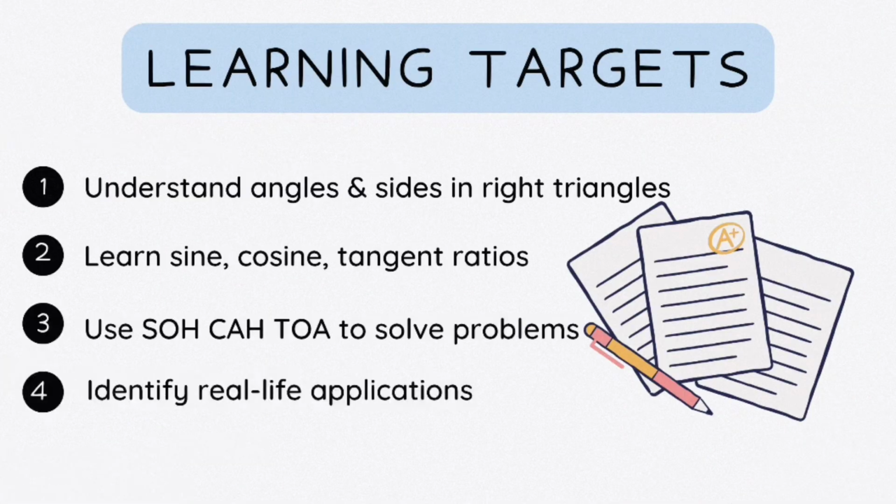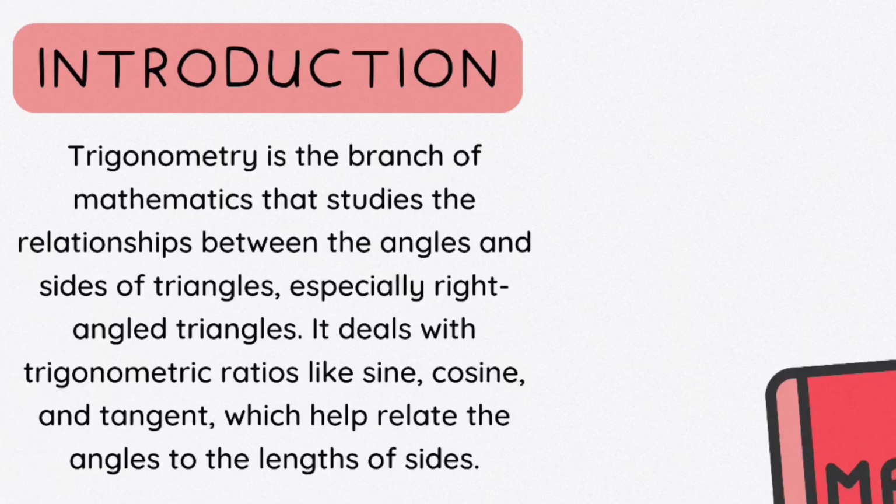In this video, we'll learn how angles and sides are connected in right angle triangles. We'll explore the three main trigonometric ratios, sine, cosine, and tangent, and see how to remember them easily using SOH CAH TOA. Finally, we'll apply these concepts to real-life examples like finding the height of a tree, building, or even a mountain.